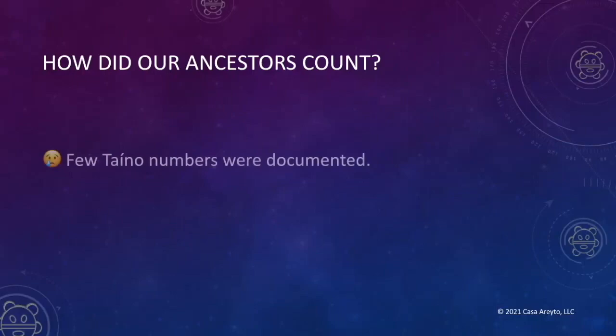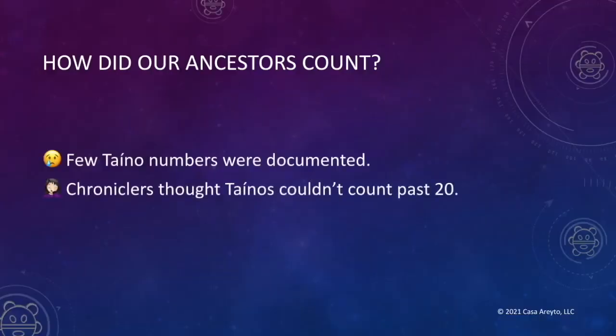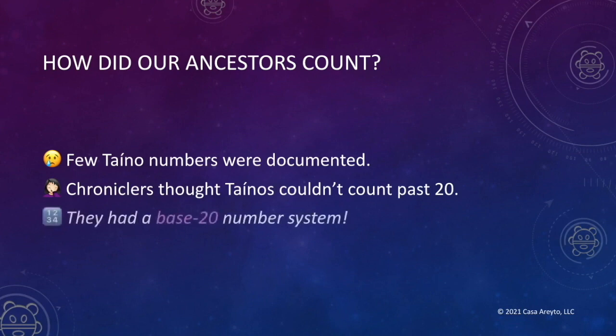When the Europeans first came to the Caribbean, they did not document a lot of our Taino ancestors' numbers. We only have a handful of them that have been documented. Why is that? Well, the Europeans thought that our Taino ancestors couldn't count past 20. Crazy, no? How do you build canoes to fit 200 people if you can't count past 20, huh? If you look at the linguistics comparison between our Taino ancestors and other South American, Central American, North American tribes, you'll notice that the Tainos had a base 20 number system. What that means is that they could easily count by 20. Compared to us, we have a base 10 number system.